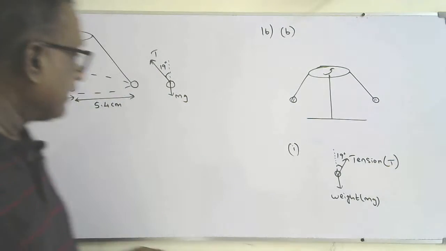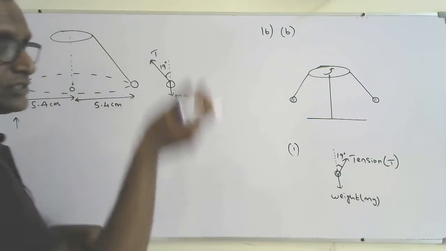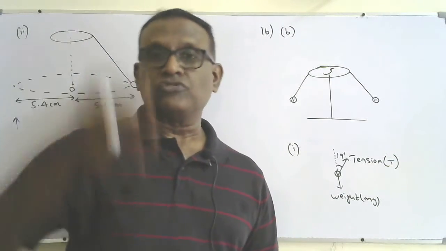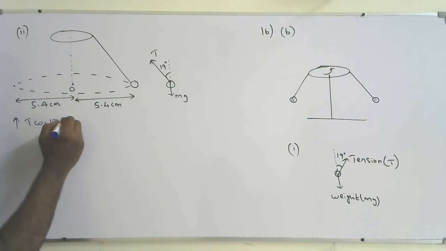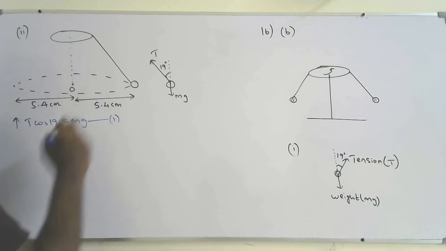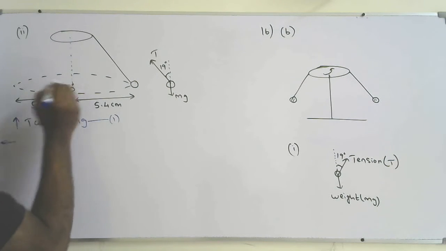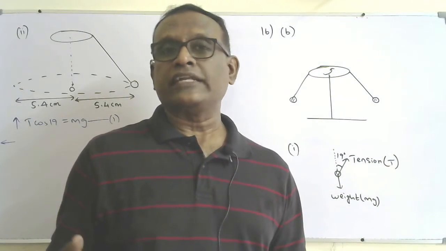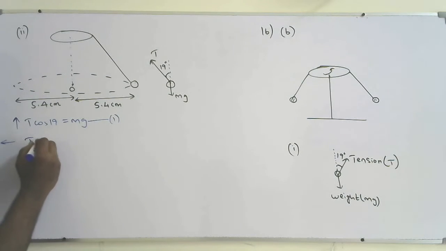So what are the equations? When I consider the vertical motion, there is no vertical motion, as it's moving on a horizontal circular path. According to Newton's first law, the resultant vertical force must be equal to 0. So T cos 19 equals mg, or T cos 19 minus mg equals 0. I can take it as the first equation. For the second equation, the centripetal force should be towards the center, so it is provided by the horizontal component of the tension, T sine 19.